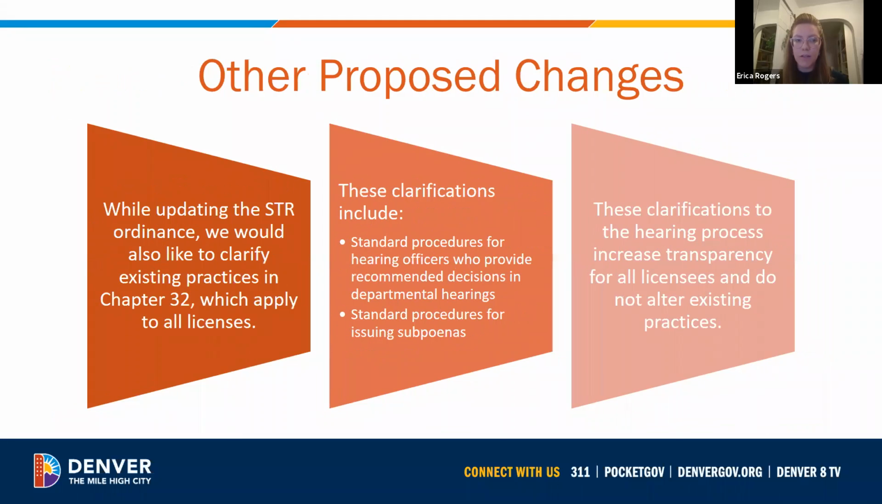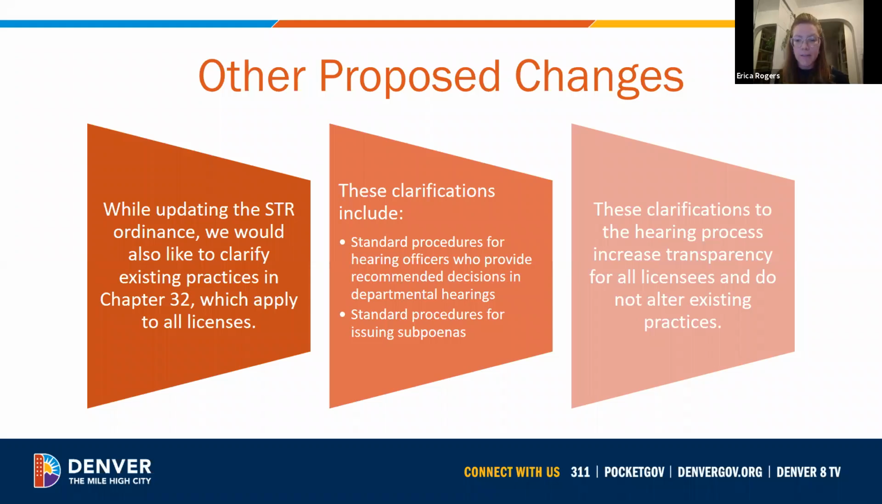The other proposed changes are in Chapter 32. Like I said, these are things that we do for all licenses, and that are our existing, longstanding practices, and in the spirit of increasing transparency while we're updating an ordinance, we wanted to add them. So these include the standard procedures for hearing officers who provide the departmental decisions. If anyone's ever been to a denial hearing or a licensing hearing, they've interacted with the hearing officers, and then the standard procedures for issuing subpoenas for those hearings. Again, those don't change anything. That is how the department has been doing things. It's just in the spirit of putting it in ordinance.